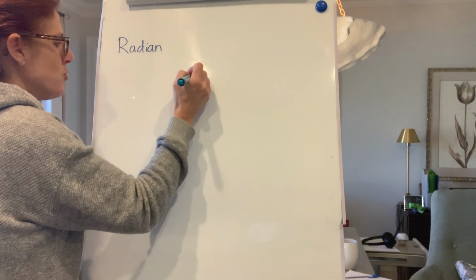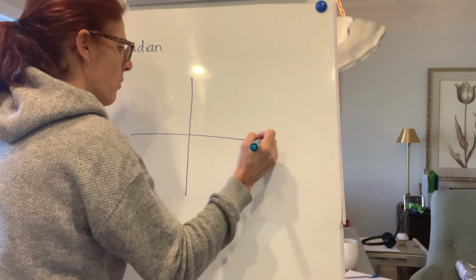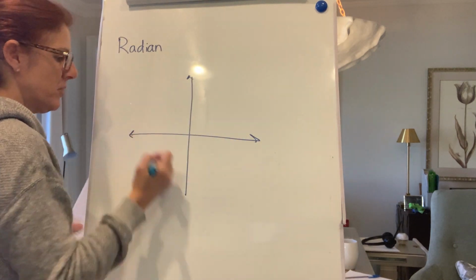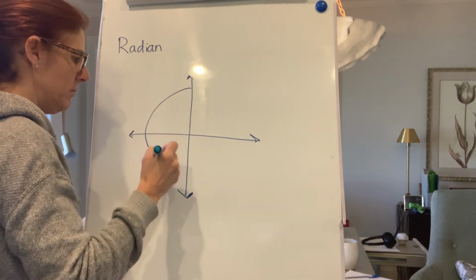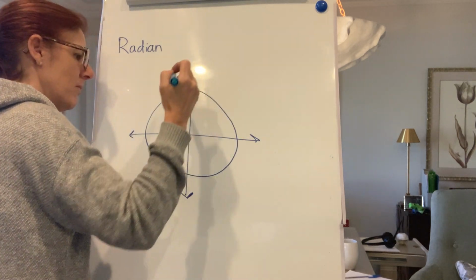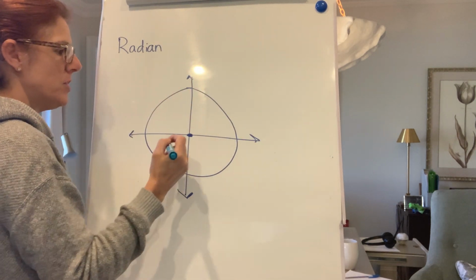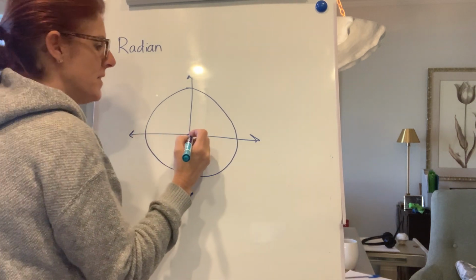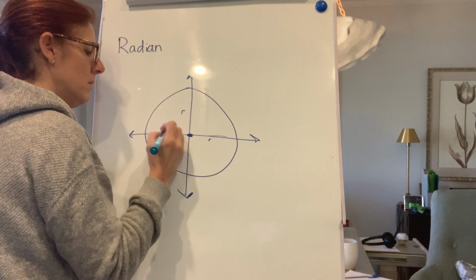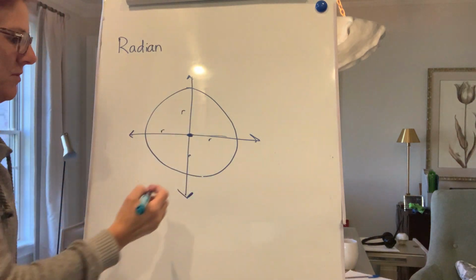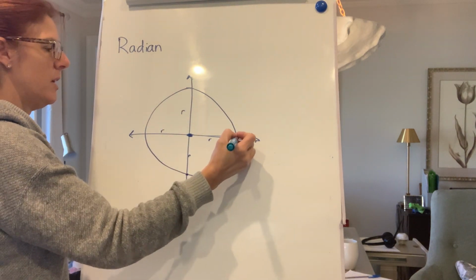All right, so if I draw a coordinate plane, and then you're going to have to excuse my lack of being able to draw a circle, and I draw a circle with center at the origin. If you think about this, then each one of these, from here to here, is a radius, right?